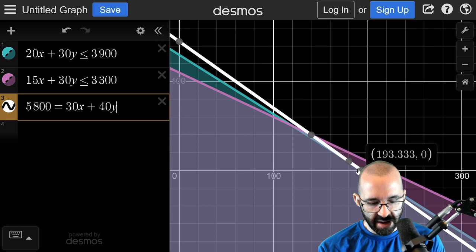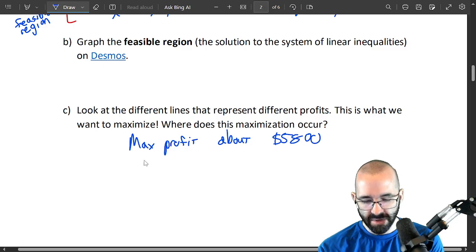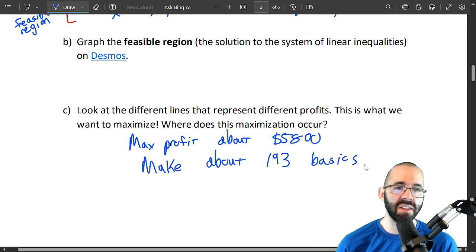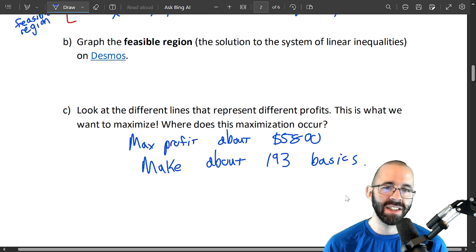And that's going to, I don't know, maybe occur when we make about 193 basics. No premiums. Make about 193 basics. So the premiums, waste of time. They don't give us enough profit. Just going to make the basics according to this model.